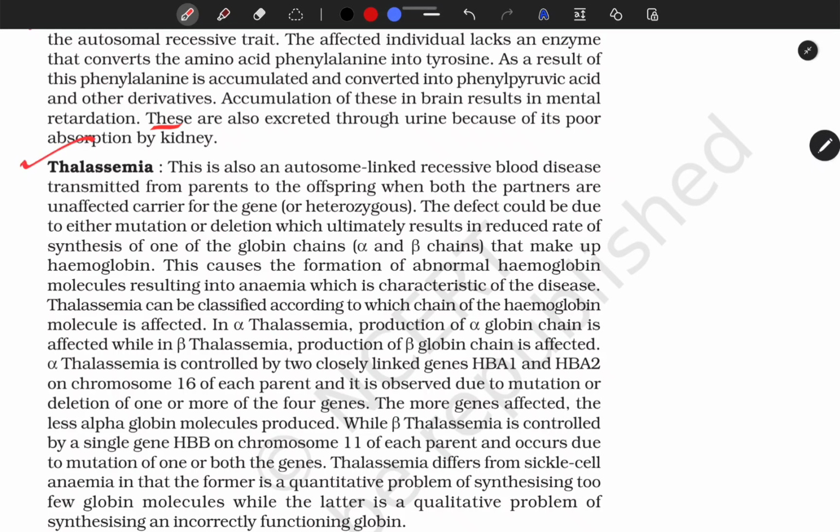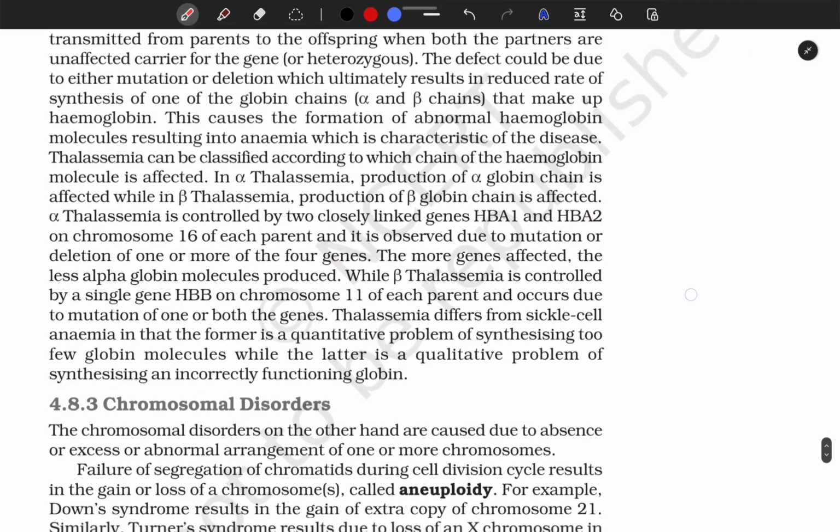Thalassemia. This is also an autosome-linked recessive blood disease transmitted from parents to the offspring when both the partners are unaffected carrier for the gene or heterozygous. The defect could be due to either mutation or deletion, which ultimately results in reduced rate of synthesis of one of the globin chains, alpha and beta chains, that make up the hemoglobin. This causes the formation of abnormal hemoglobin molecules resulting into anemia, which is characteristic of the disease.